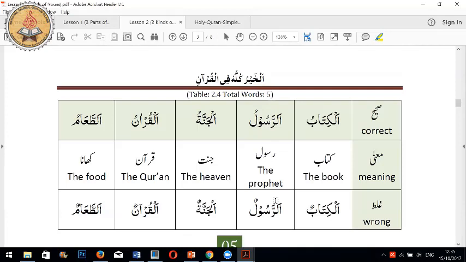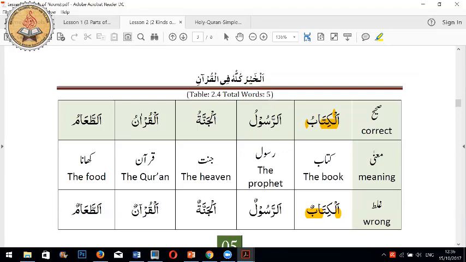And the last line says al-kitabun. Why is it wrong? Because a noun cannot take both prefixes and suffixes. Al-kitabun: either it will take alif lam, or remove alif lam, and what is left is tanween. So either this will be al-kitabu like this or kitabun. If I say al-kitabu, there will be no tanween at the end. The meaning will be the book, the book.